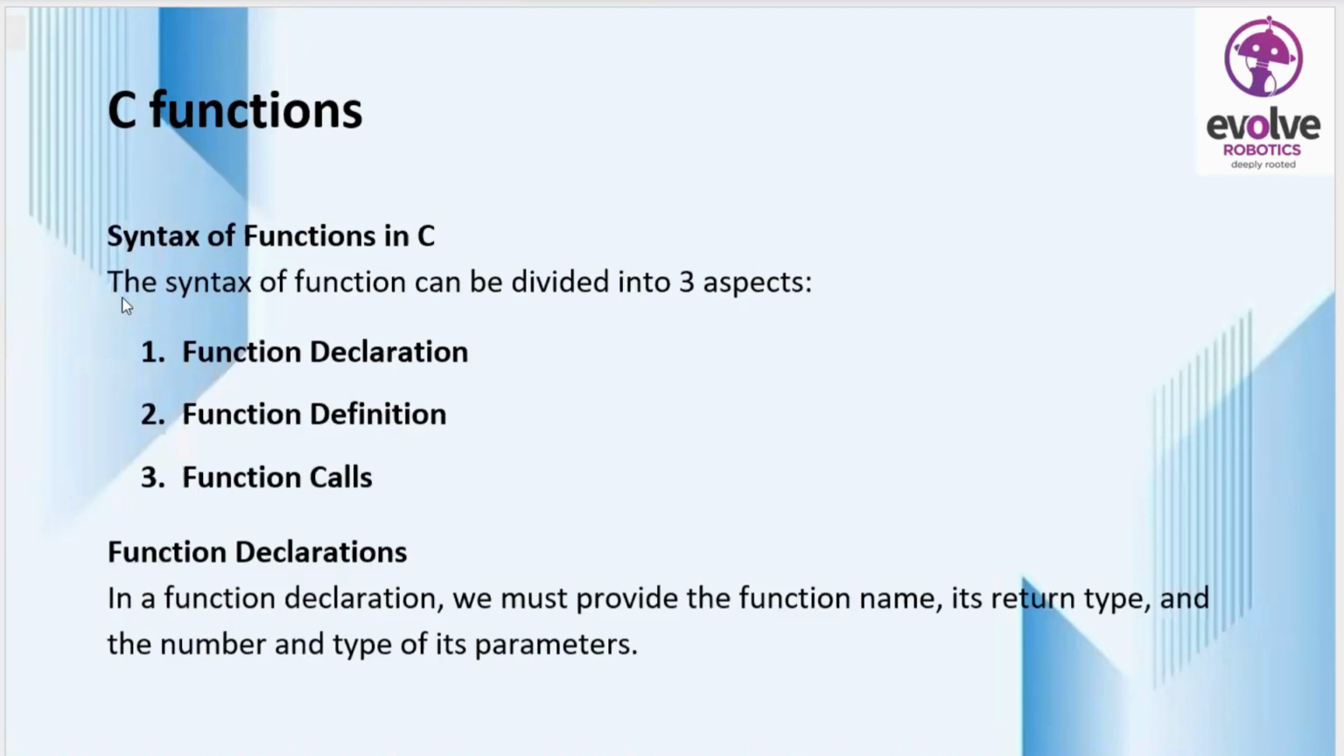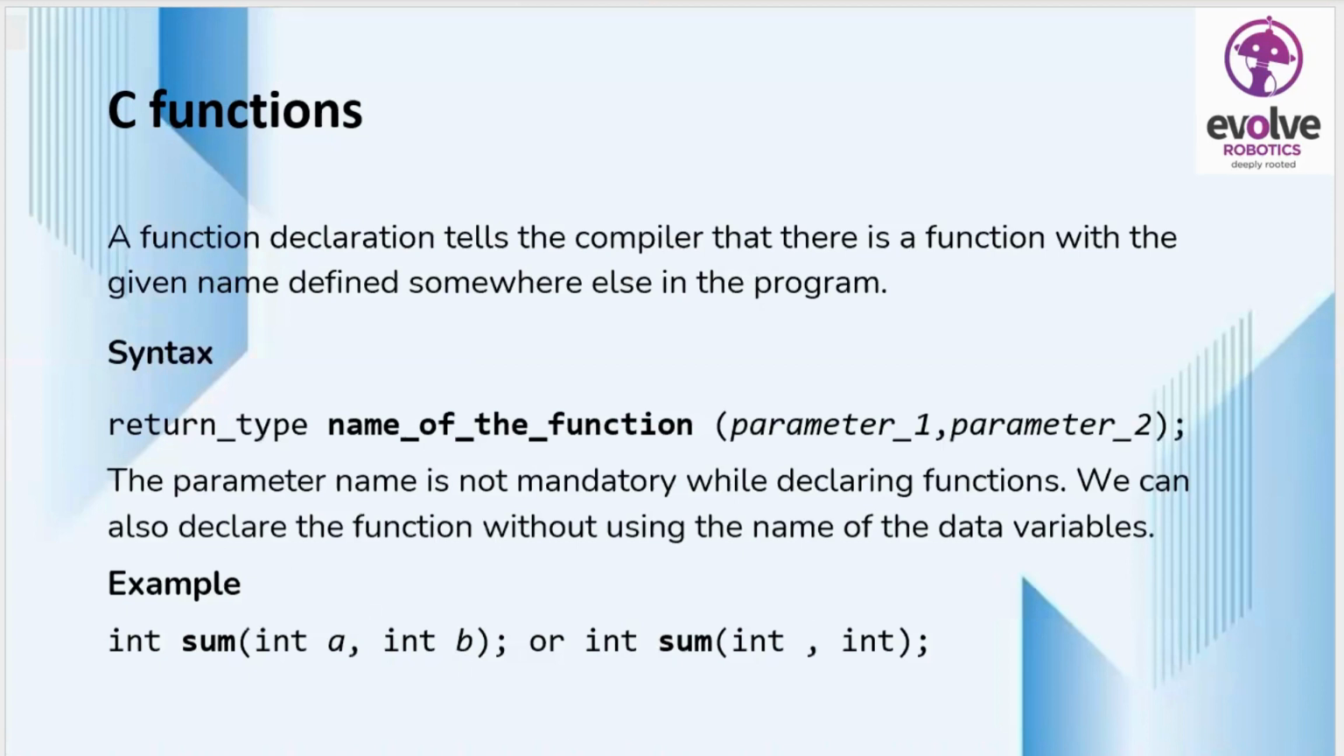Next is syntax of functions in C. The syntax of function can be divided into three aspects: one, function declaration, two, function definition, and three, function calls. First part is function declaration. In a function declaration, we must provide the function name, its return type, and the number and the type of its parameters. A function declaration tells the compiler that there is a function with the given name defined somewhere else in the program.